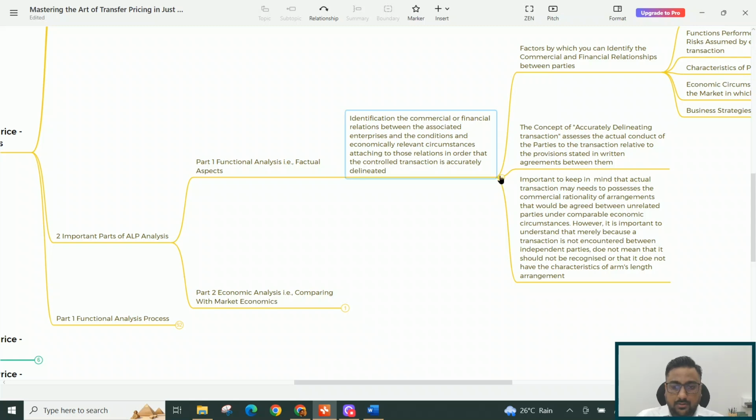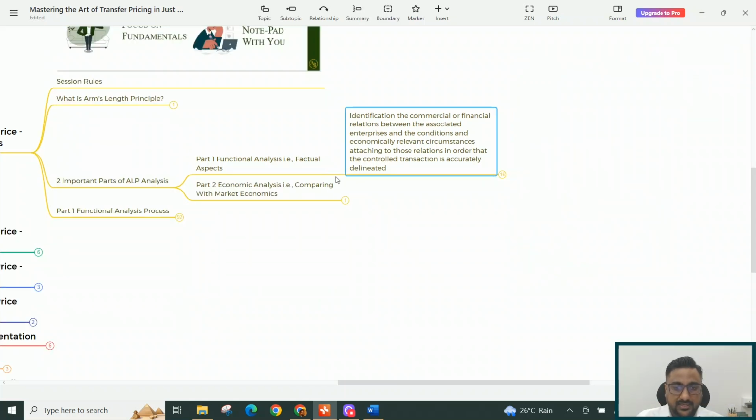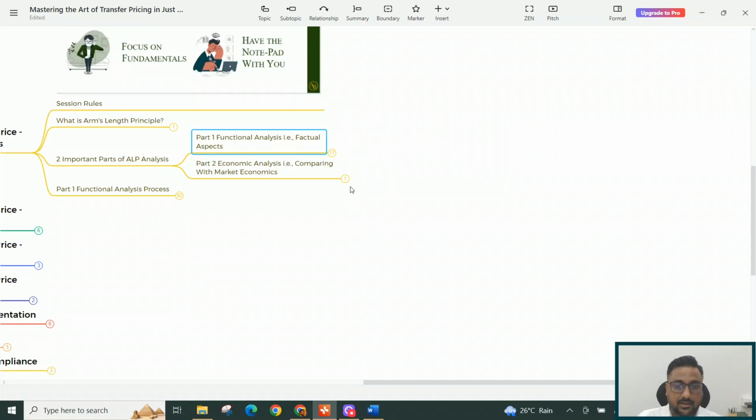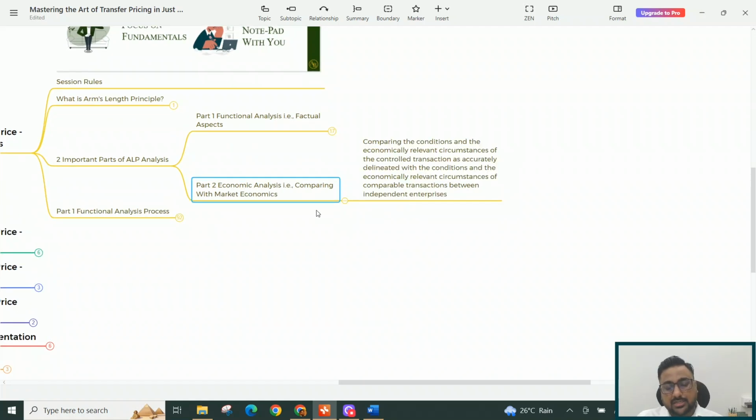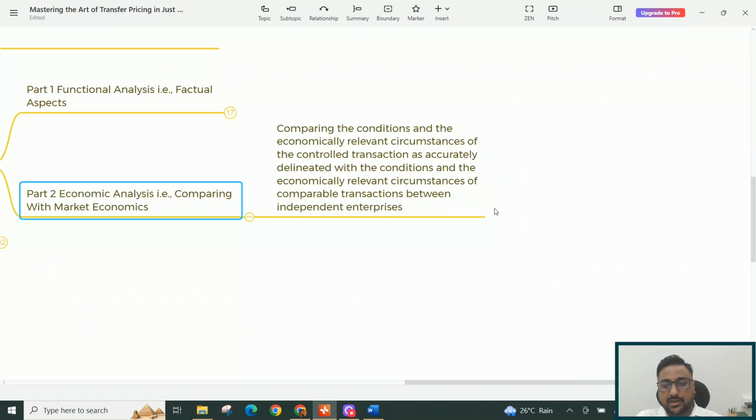Now guys, we go to part 2 of this entire functional analysis, of this entire ALP analysis. Now what is economic analysis? Economic analysis is basically comparing the conditions and the economically relevant circumstances of the controlled transaction as accurately delineated with the conditions and the economically relevant circumstances of the comparable transactions between independent enterprises. This is a theoretical definition. What is economic analysis? That is basically comparing the factual part with the market economics, right? That is as simple as that.